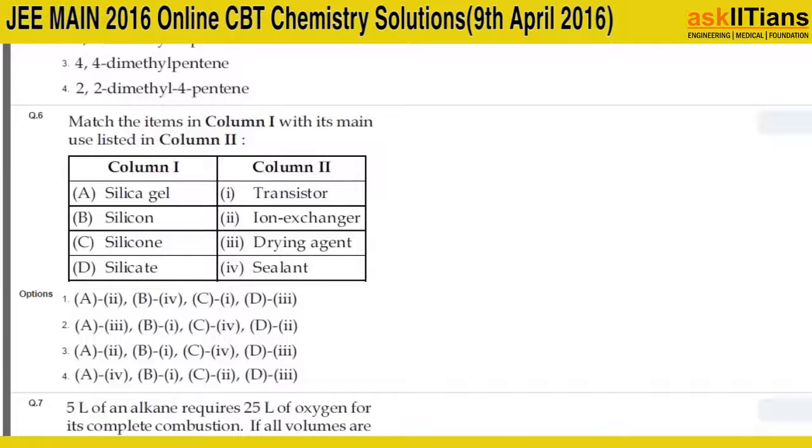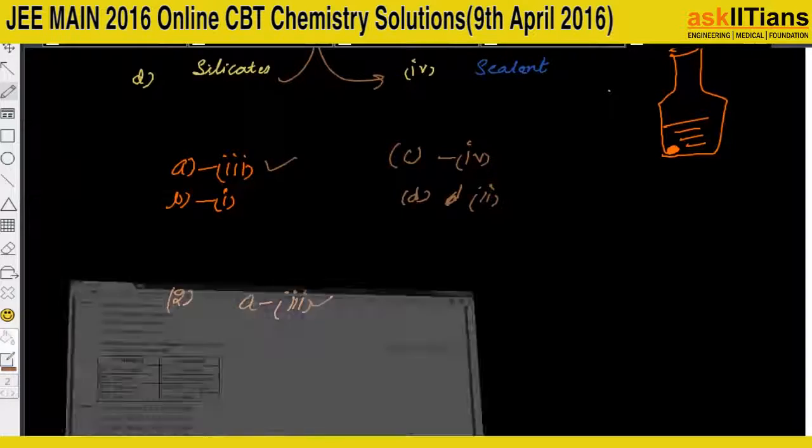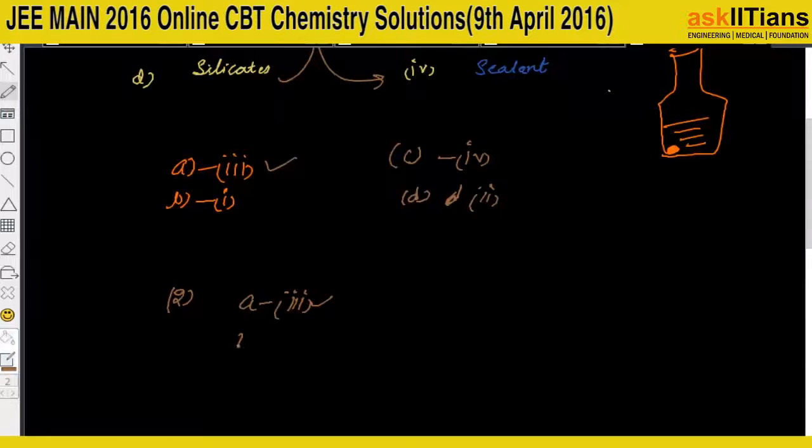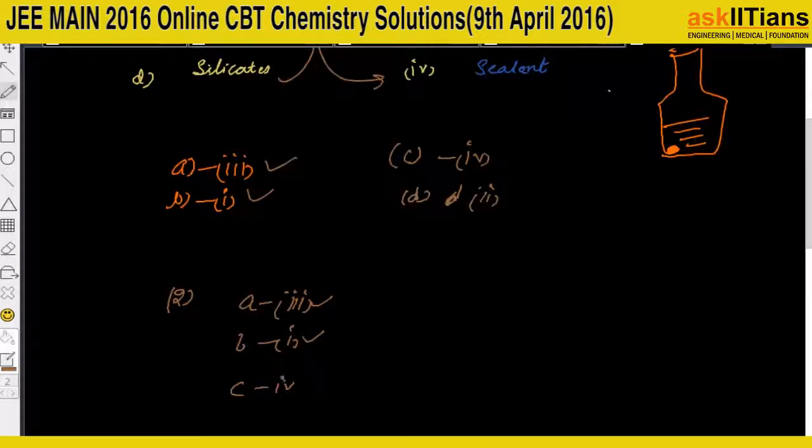So we can say that A is linked to 2, good enough. So we say A is linked to 3, that's what is matched. Then we can say B is linked to first, again matches with what we have written. C is linked to 4, again matches with what we have written. So D must have been linked to 2. So the option number 2 is the correct option for this particular question.